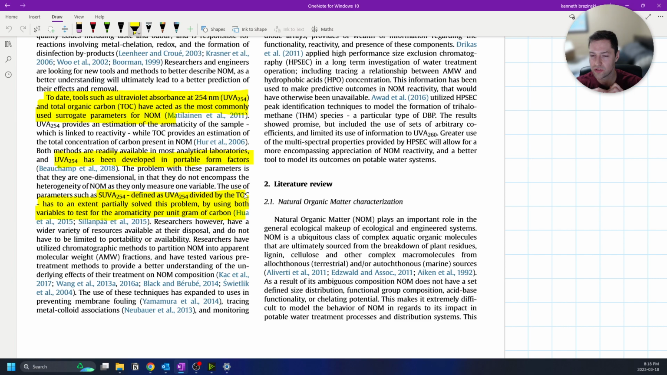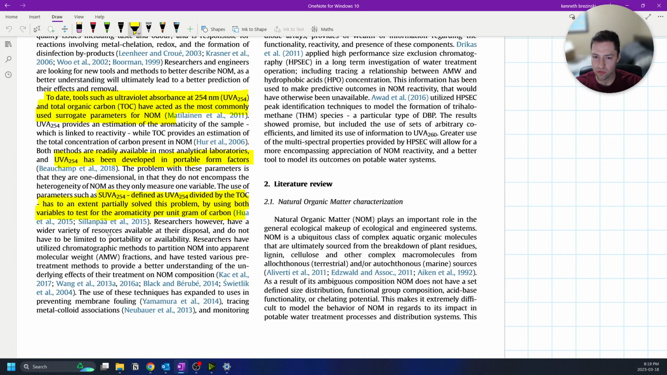Remember, UV254 is the aromaticity, and TOC tells you how much carbon actually exists, right? So remember, carbon can exist in aromatic form, and it can also exist as alkanes or long chains, right? So by looking at this, we can further characterize our water by saying what proportion of this carbon belongs to aromatics versus a long chain alkane or alkene. And like I said, this is a test of aromaticity per unit gram of carbon.